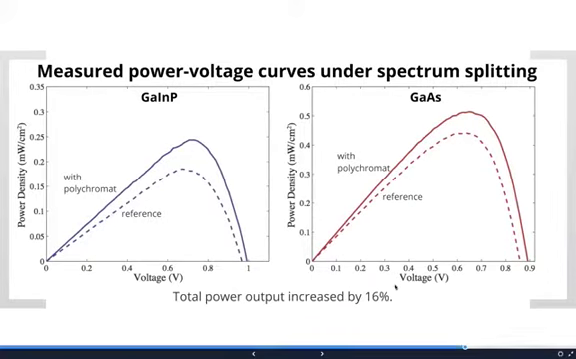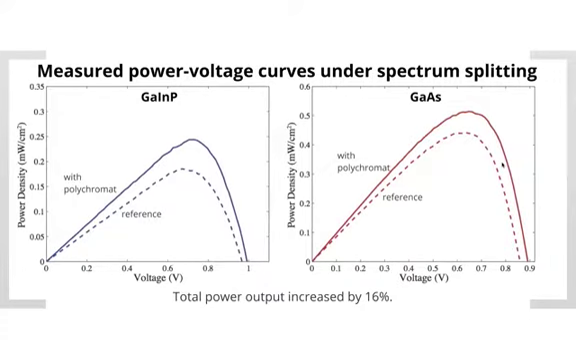If you average them, we measure an output increase of about 16%, which is quite a significant number, considering all we're doing is simply optically separating the light and concentrating it. We're not changing the solar cells themselves.